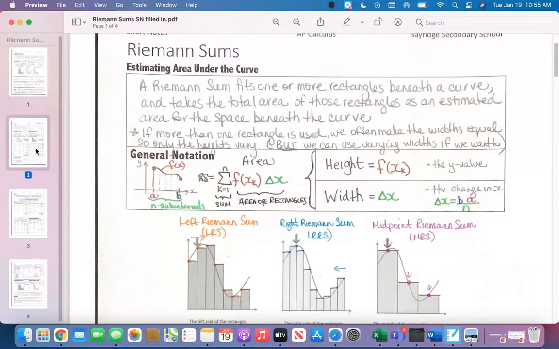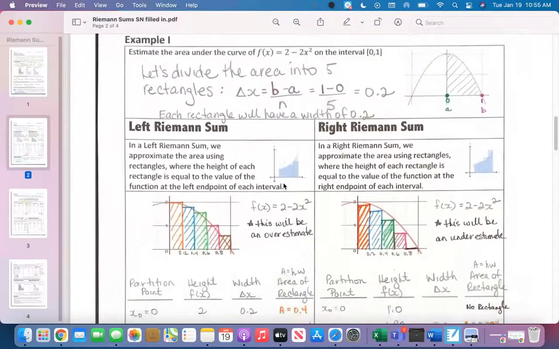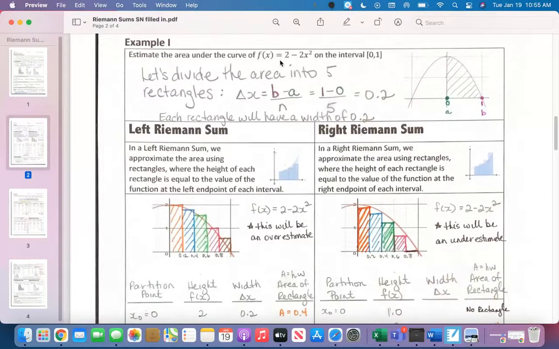Okay, so if you turn to the second page of your survival guide, we're going to look at this example. We've got the function f of x equals 2 minus 2x squared, and we're going to look at it on the interval of 0 to 1. What we want to do is estimate the area underneath that curve between 0 and 1. So in order to do that, we can divide this area up into rectangles. I'm just going to choose 5 rectangles of equal width.